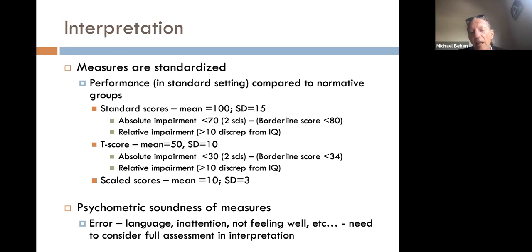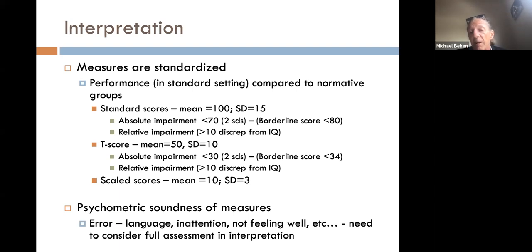Again, this slide is really just to assist in understanding what the numbers mean that you see in a report. So hopefully everybody can get a copy of this and keep it as a guide. For standard scores, the average is 100, the standard deviation is 15 of the normative sample, the sample that we're comparing these scores to. And absolute impairment just means an impairment relative to their same age peers.